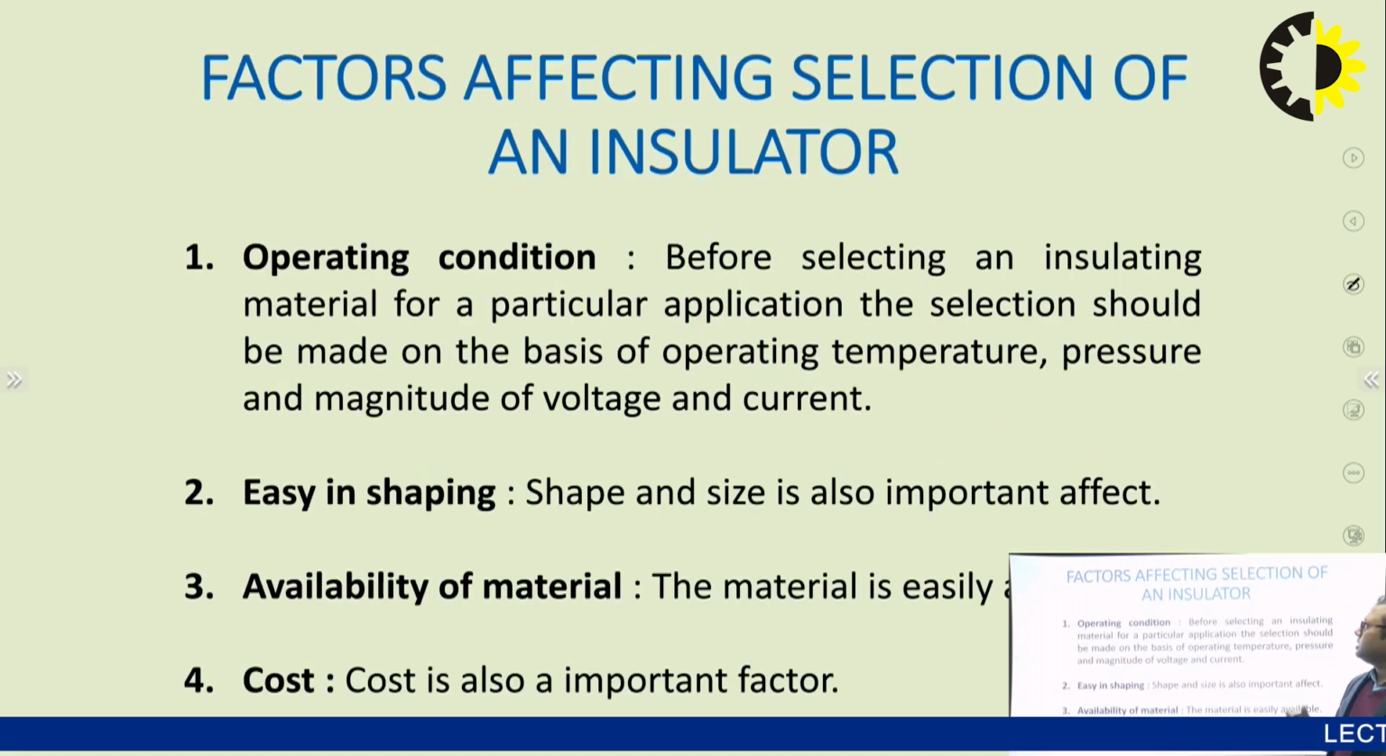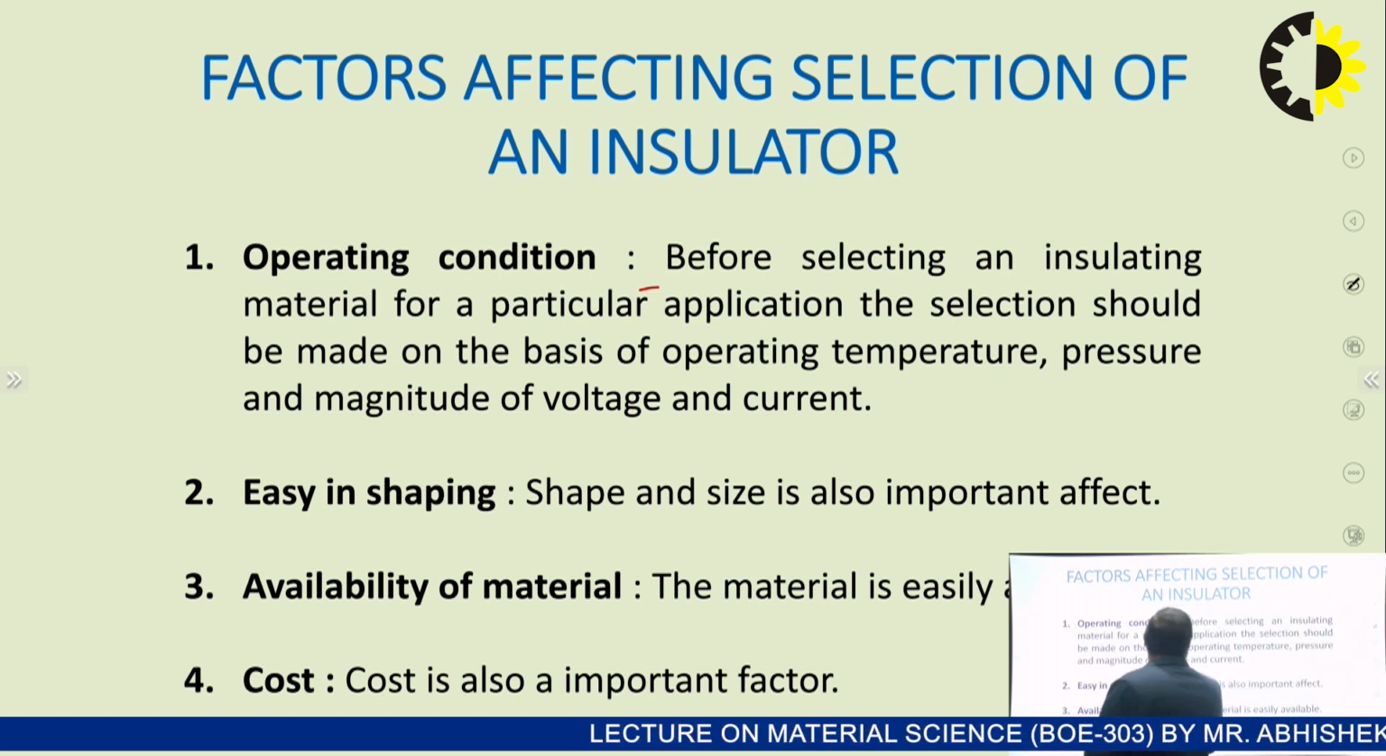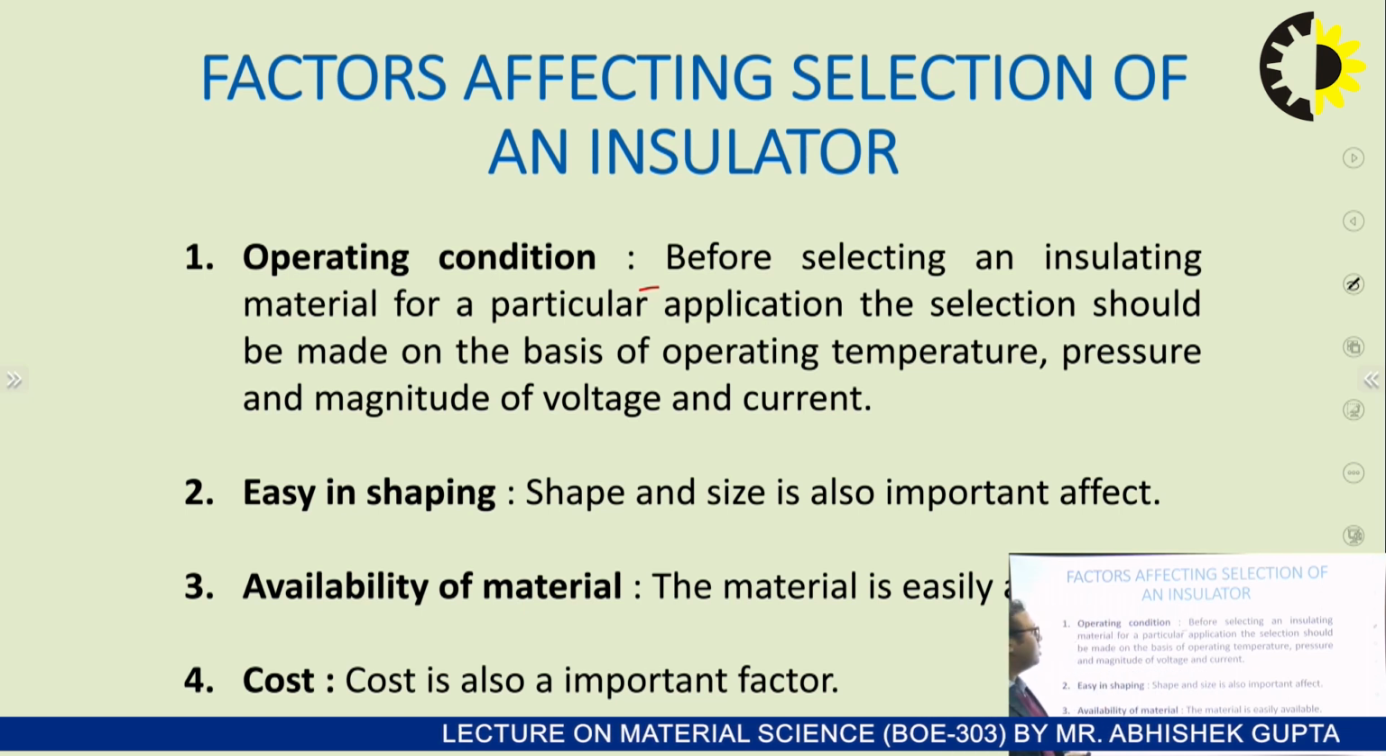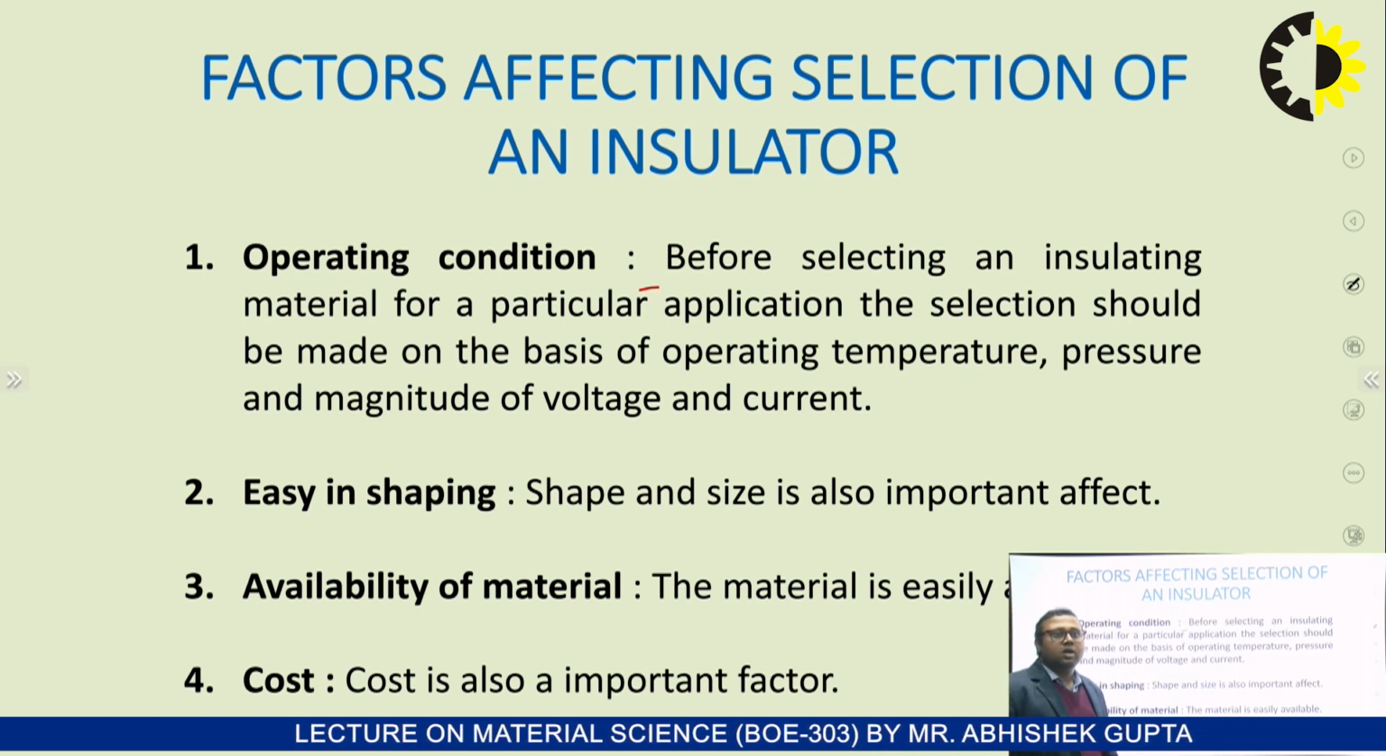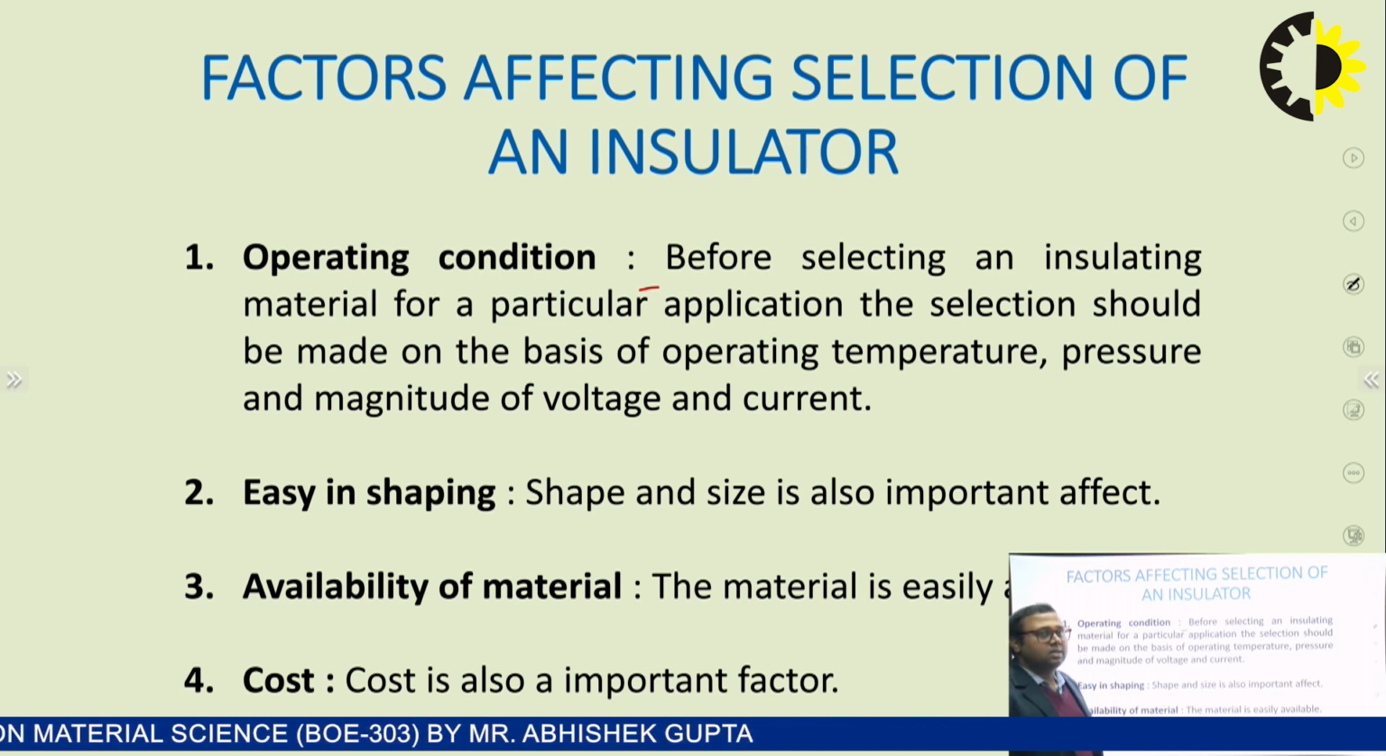Next we will discuss the factors which affect the selection of an insulator. Firstly is the operating condition. Before selecting an insulating material for a particular application, the selection should be made on the basis of the operating temperature, the pressure, and the magnitude of voltage and current. On that basis, an insulating material is selected.